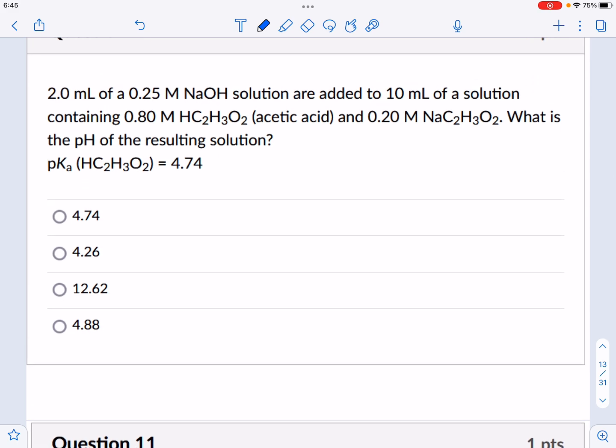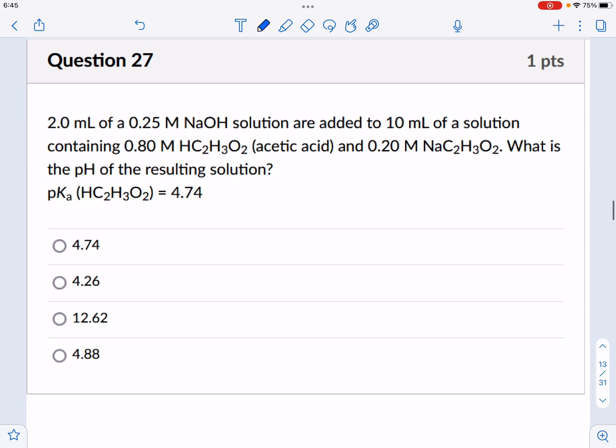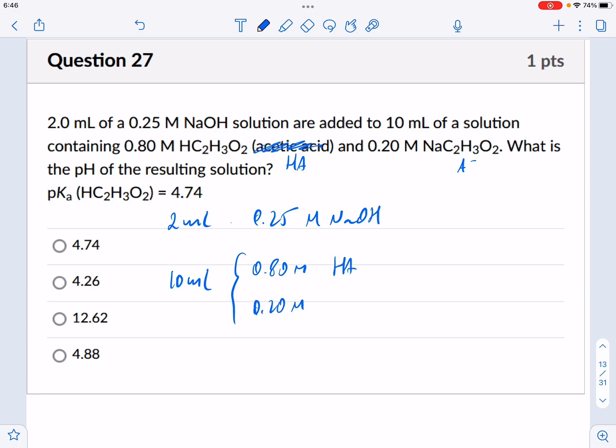Now, here in this question 27, we are adding 2 milliliters of 0.25 molar sodium hydroxide to a buffer that contains 0.80 molar of acetic acid. Since we are naming this acetic acid, all we care about is that it's HA, and 0.20 molar of A minus. That's all we care about here. So we are adding 2 milliliters of 0.25 molar sodium hydroxide to 10 milliliters of something that contains 0.80 molar HA and 0.20 molar A minus.